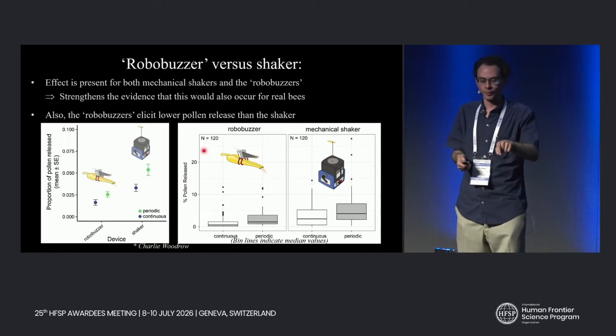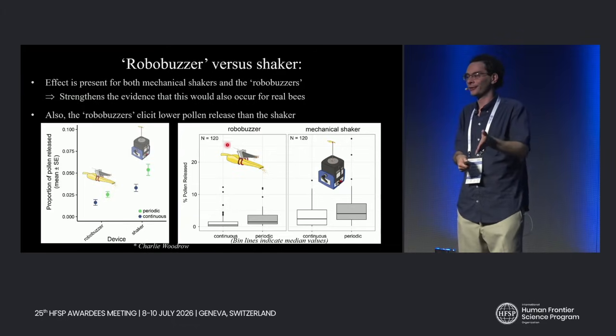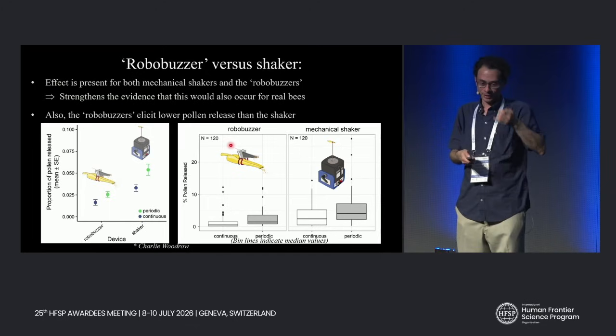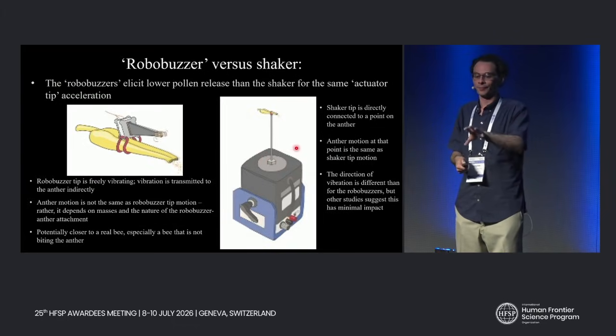We'll get into that in a moment. The other thing we found was that the robobuzzers elicit less pollen release than the mechanical shaker. That makes a lot of sense from what we were thinking about going into this grant, which is that the boundary conditions are very different from the way it's been usually studied.